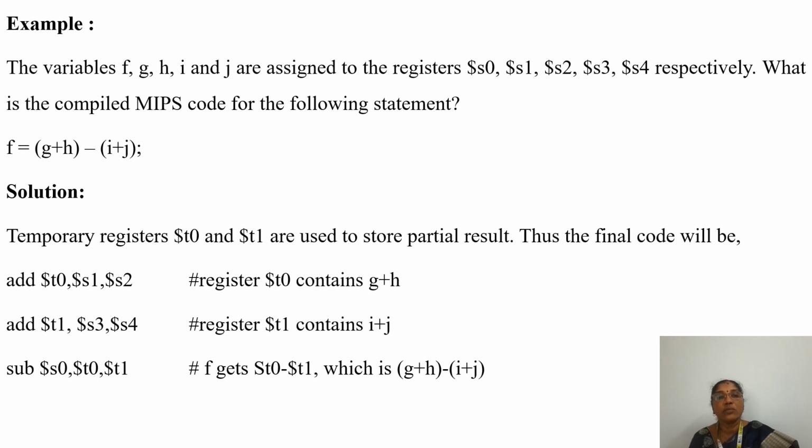How can you rewrite this code? Here g and h are to be added, so add $S1, $S2, and the result is stored in $T0. Then you add i plus j, so add $S3, $S4, and the result is stored in $T1. Finally you do the subtraction, with the results in $T0 and $T1, so use sub $S0, $T0, $T1. Likewise, you do the compilation. Thank you.